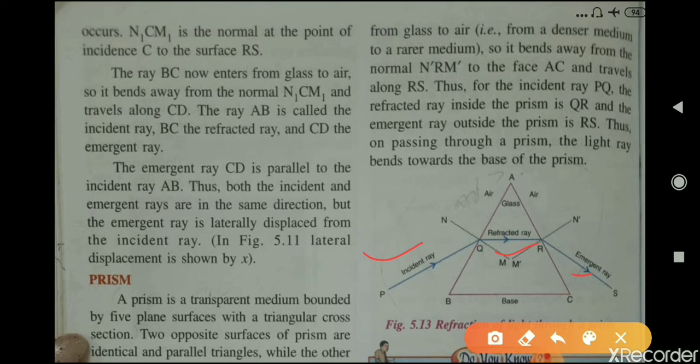Thus, on passing through a prism, the light ray bends towards the base of the prism. You can see here this light ray, when passed through a prism, bends towards the base of the prism. As you can see, the emergent ray bends towards the base BC of the prism.